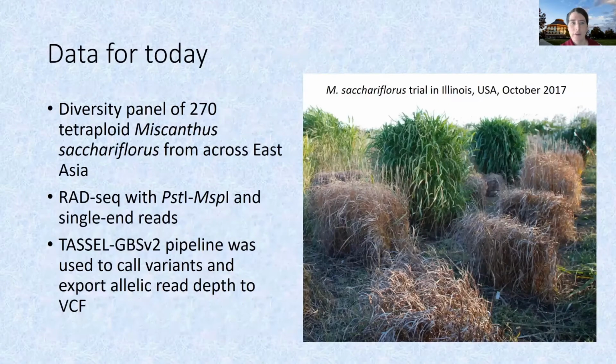All right, so the data set for today is a diversity panel with 270 tetraploid Miscanthus sacchariflorus. This is a wild grass that's being developed as a bioenergy crop. It was collected across East Asia, and RAD-seq was performed with PstI, MspI, and single-end reads. To call variants, I ran the TASSEL pipeline and exported that to VCF.